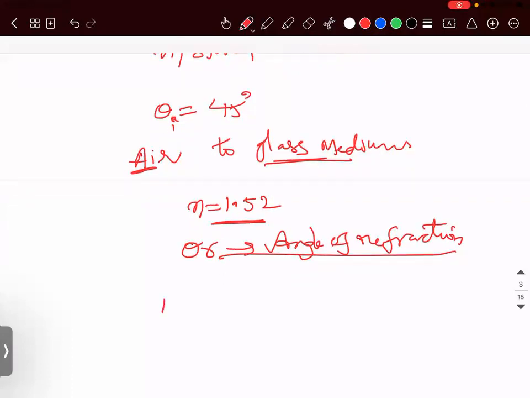So 1 into sin theta 1 equal to how much? Sin 45 is how much? Very difficult, right? 9th class, sin 45 is not there? 9th class you don't have trigonometry?